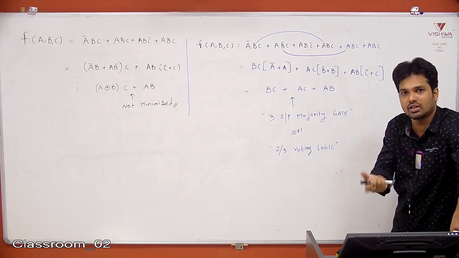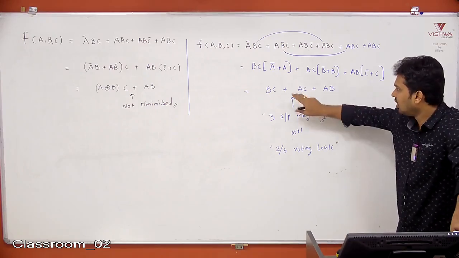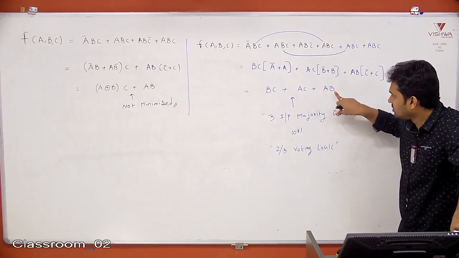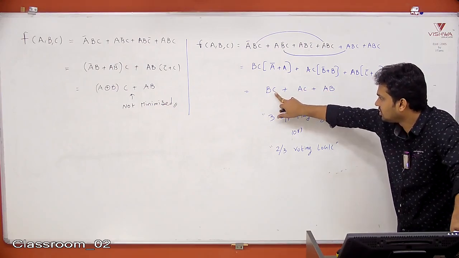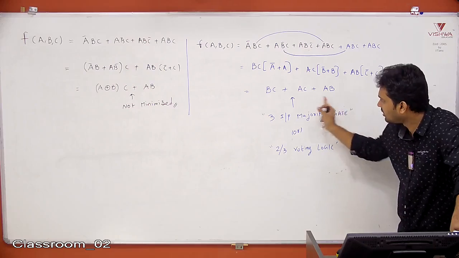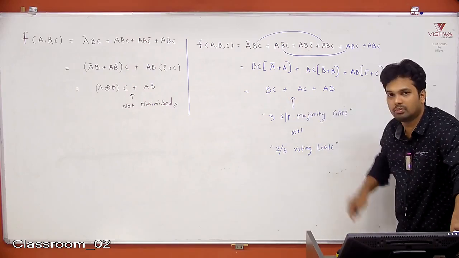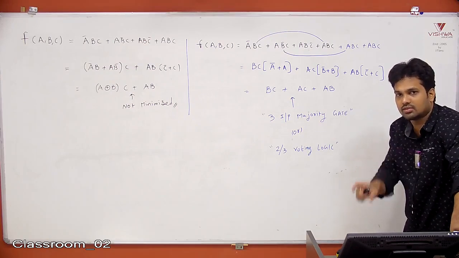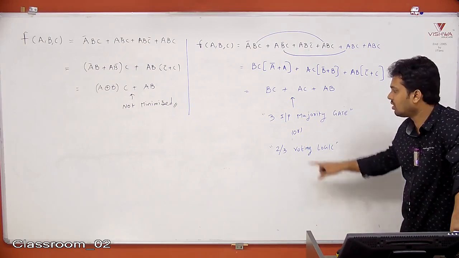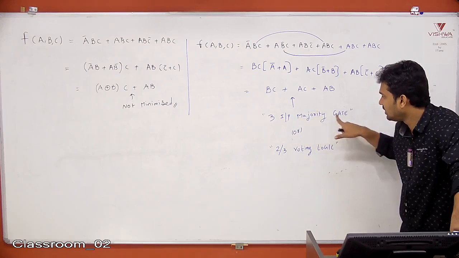Minimum 2 means all the 3 also can be 1. See here, out of the 3, if A and B both are 1s, A and C both are 1s, or B and C 1s, any 2 of them or all the 3 are 1s, output will be 1. Similarly, if any 2 of them is 0 or all the 3 are zeros, output is 0. That's why it is called 3 input majority gates.